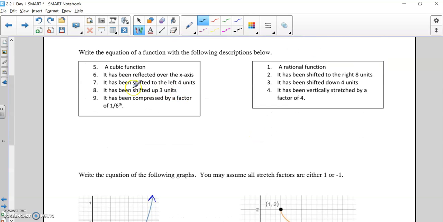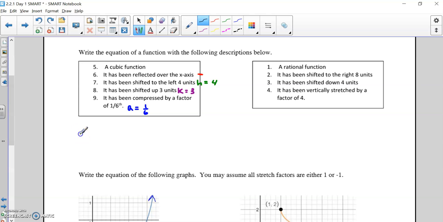So a cubic function, reflection, left, up, and a compression. So we have a reflection, meaning we need a negative sign. Left 4, which means we have an h value of positive 4 here. Up 3, this tells us we have a k of 3. And here, compressed by a factor of 1/6, that tells us that our a is 1/6.